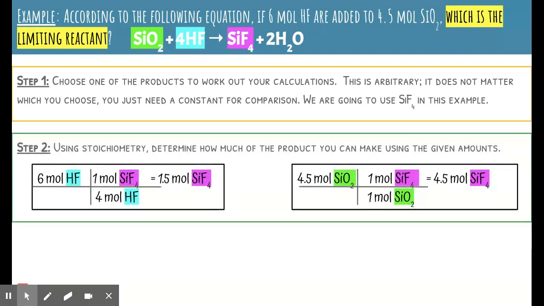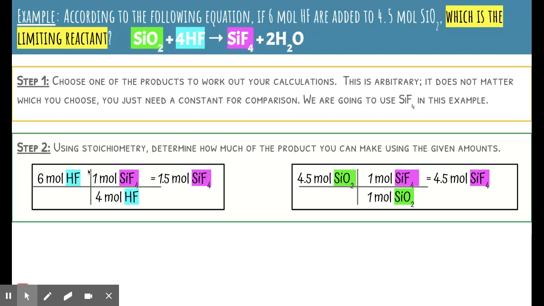We're going to use stoichiometry to determine how much of the product you can make using the given amount. So in our question, it says we're starting with 6 moles of hydrogen fluoride, and we're also starting with 4.5 moles of silicon dioxide. So we're going to have 2 stoichiometry problems to compare these. We need to figure out, starting with 6 moles of hydrogen fluoride, how much silicon tetrafluoride can I make? Because that's what I chose to compare it to. Then over here, if I'm starting with 4.5 moles of silicon dioxide, how many moles of silicon tetrafluoride am I going to make?